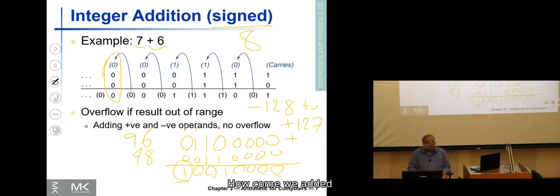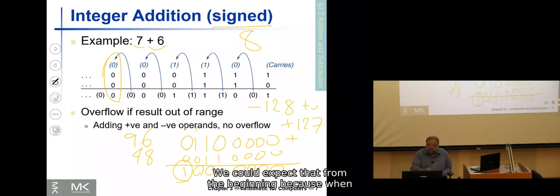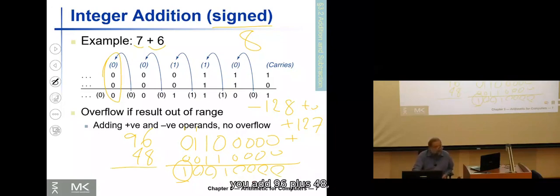How come? We added 2 positive numbers together and the result was negative. It means that we had overflow. We could expect that from the beginning because when you add 96 plus 48, it is more than 127. It is out of range. And for sure, it has overflow. And you see that. It's overflow. So we have to be careful.